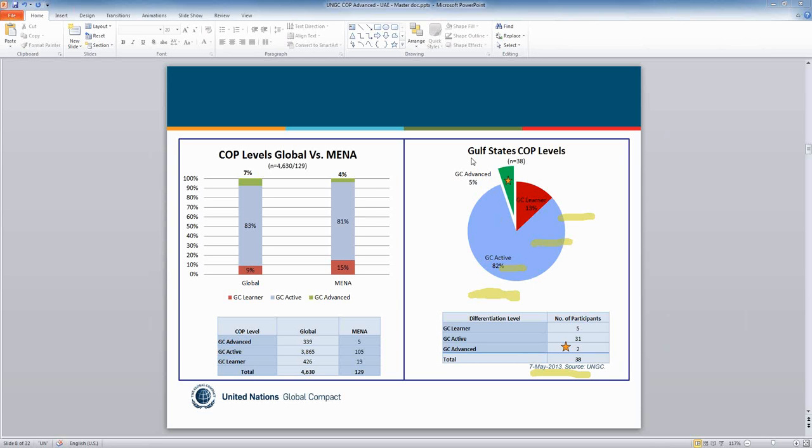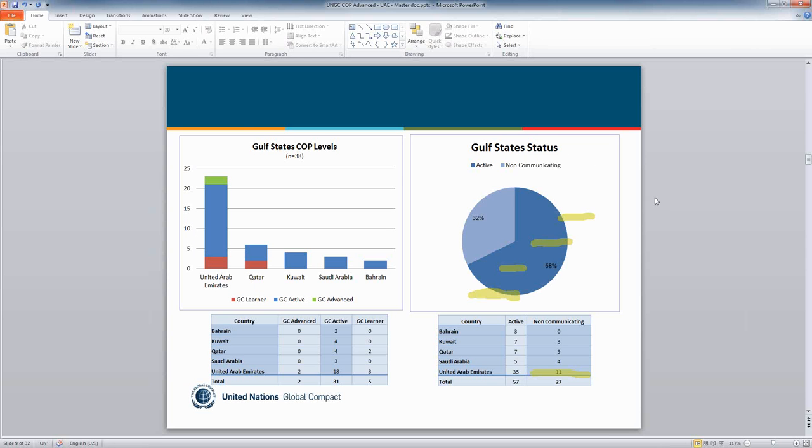The pie chart over here shows the situation for the Gulf states. This is the situation. 5% of companies in the Gulf states are reporting at the advanced. This, of course, includes only companies that have signed the Global Compact and that are active participants in the Global Compact. So again, the key message here is the advanced level, which is the main topic of our webinar today, is a unique opportunity for companies in this region to place themselves one step ahead and differentiate yourselves from your peers and competitors.